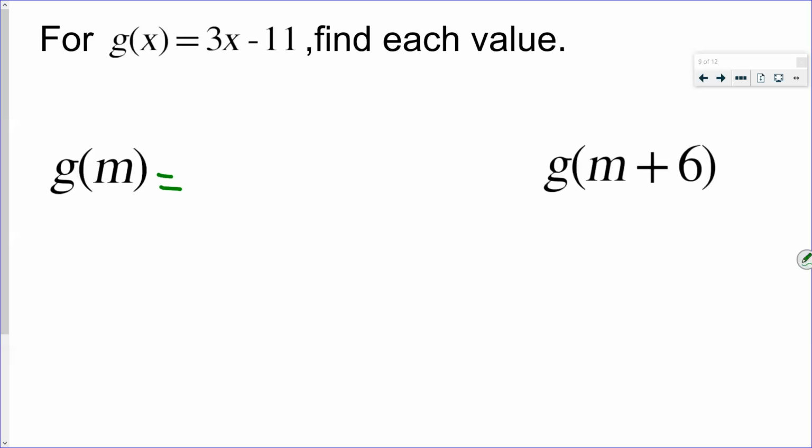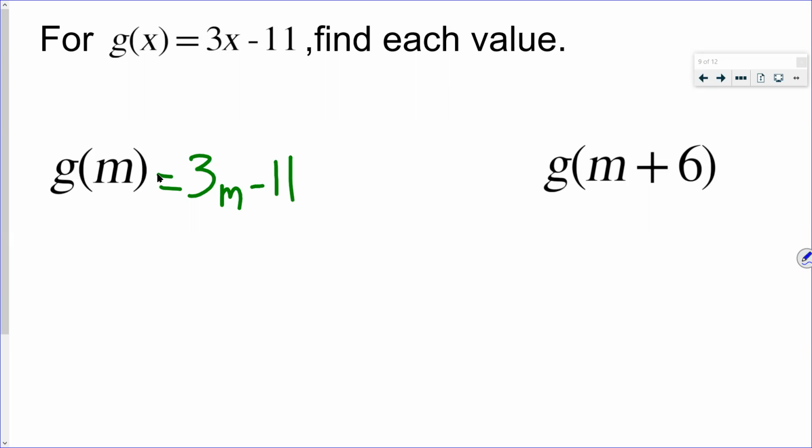So g of m is basically saying, g of x is 3x minus 11. For g of m, we're going to substitute m anywhere there is an x. So there's going to be a 3, and then in place of x, we're going to put m, and then minus 11. So g of m is just 3m minus 11. It is that simple. All we're doing is substituting m in for x. These are not like terms, so we cannot combine them. So g of m is just 3m minus 11.